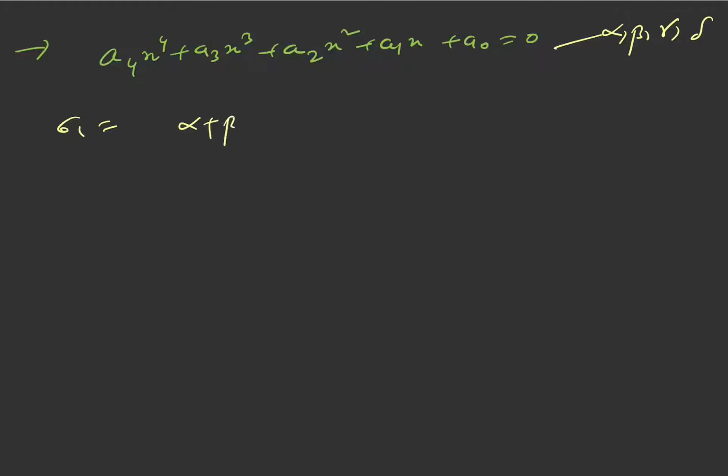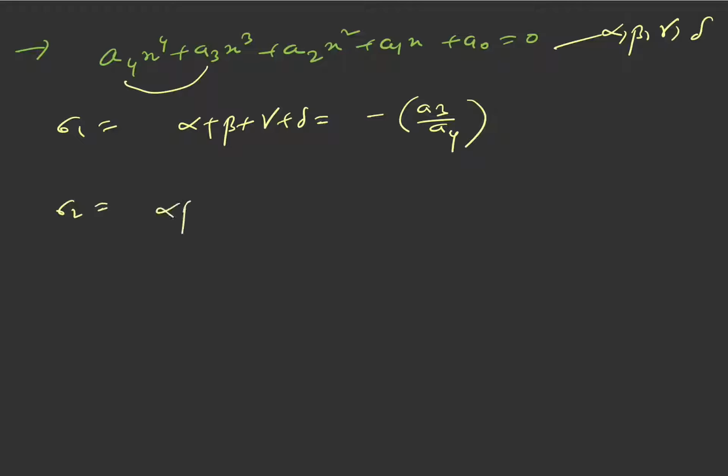If you have say a4x power 4 plus a3x cube plus say a2x square plus a1x plus a0 is equal to 0, and say the roots are alpha, beta, gamma and delta, then sigma 1, that is sum of the roots alpha plus beta plus gamma plus delta, this is minus a3 by a4. Next, sigma 2, sum of the roots taken 2 at a time.